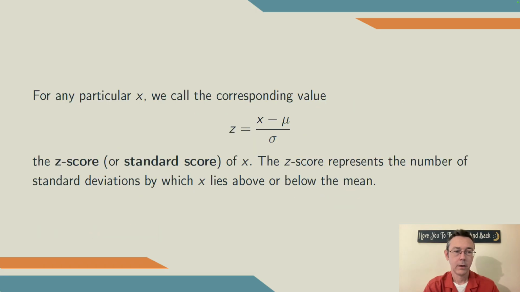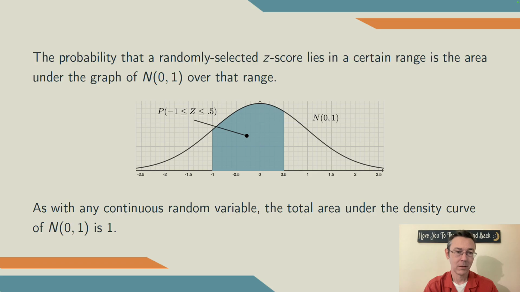For any particular x value, we call the corresponding z value, (x minus mu) over sigma, the z-score, or standard score of the value x. The z-score represents the number of standard deviations by which x lies above or below the mean. The probability that a randomly selected z-score lies in a certain range is the area under the graph of N(0,1) over that range.